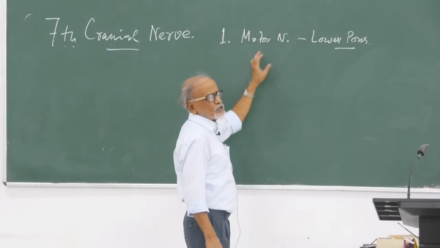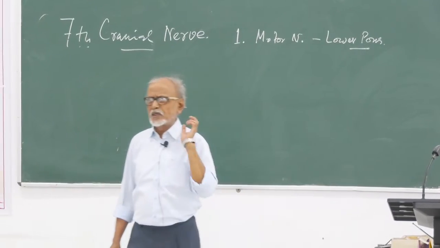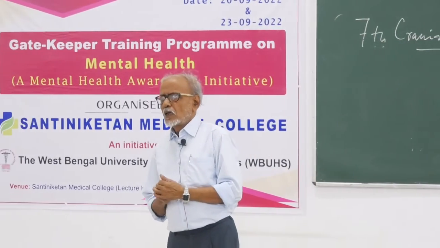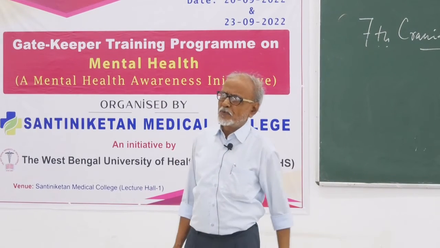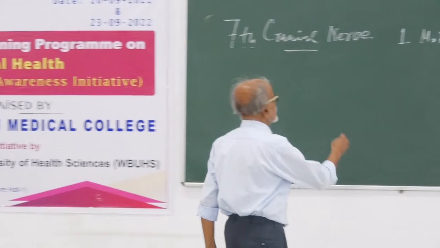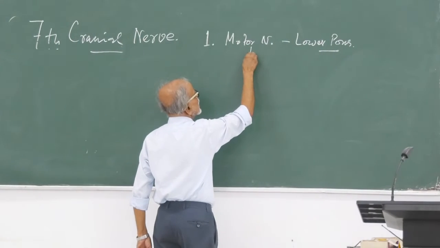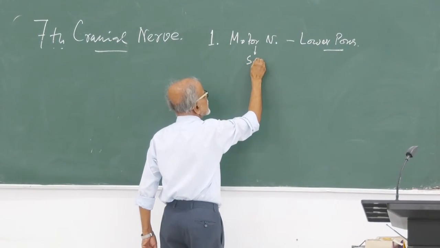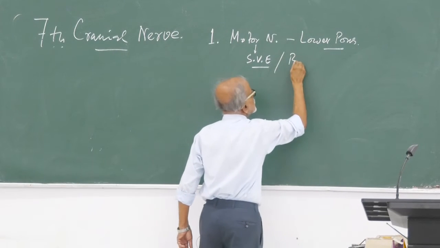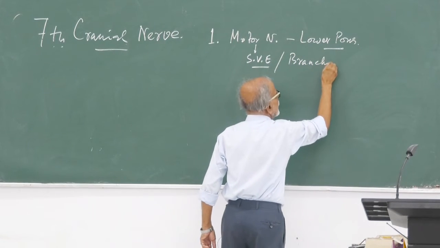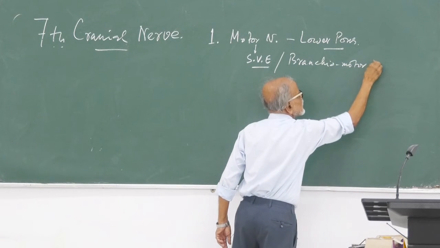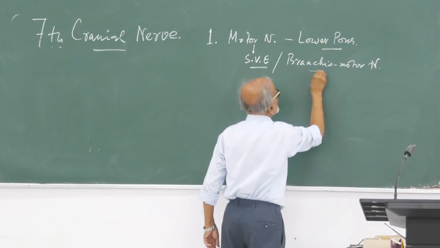Now, the function of this motor nucleus: the neurons over there, their axons or nerve fibers, which functional type do they belong to? This is also important. They belong to the special visceral efferent type, meaning this is a branchiomotor nucleus.